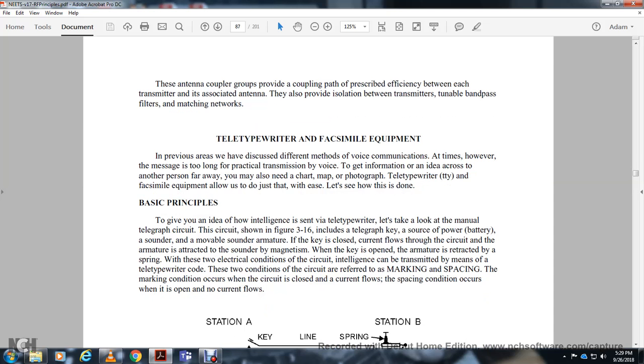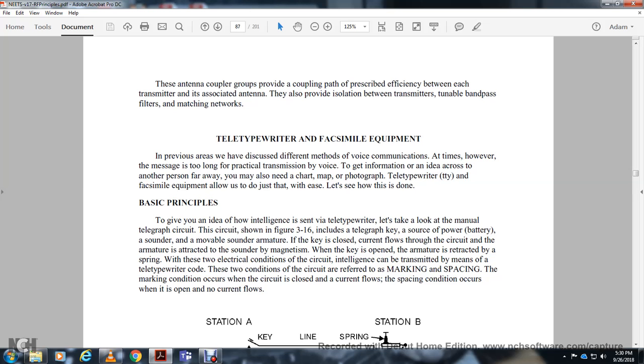Basic principles. To give the idea of how intelligence is sent, the teletypewriter looks like a manual telegraph circuit, shown in figure 316, including the telegraph key, a battery, and a sounder. When the key is closed, current flows through the circuit, and the sounder armature is attracted by the magnetism. When the key is operated, the armature is retracted by the spring. With two electrical conditions in the circuit, intelligence can be transmitted by the teletypewriter code.